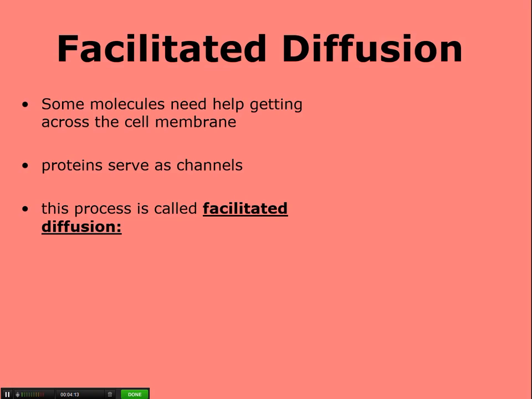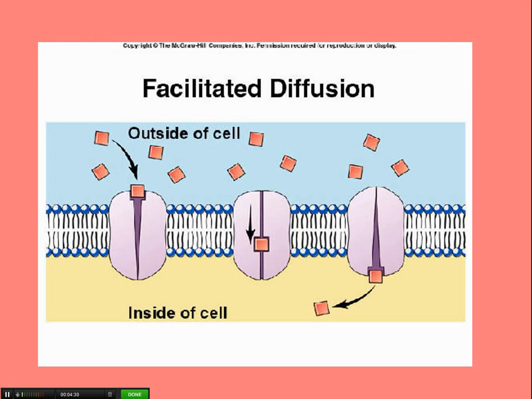Facilitated diffusion is basically diffusion with the help of a protein. Some molecules need help getting across the cell membrane, and proteins serve as channels for these molecules to do so. If we look here, we can see molecules that are too big to move through the phospholipid bilayer, and instead they're going through a protein channel. They're still moving from high to low, high concentration to low concentration, so this is not requiring energy of the cell.